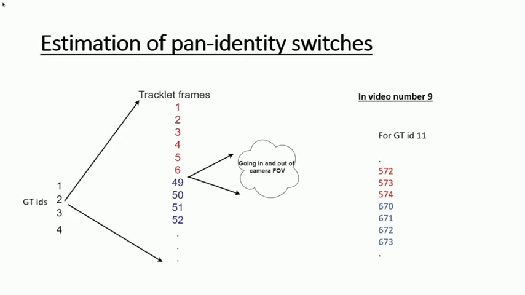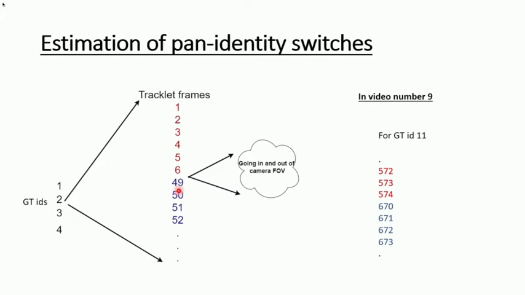As we saw, the main culprit in tracking is pan identity switches, which arise because of a player going outside the camera field of view and coming in once again. We shall try to estimate the number of these pan identity switches so that we can see how much they contribute to the error. Let's say you have a video where the ground truth identities are 1, 2, 3, and 4. Let's say ground truth identity 2 is present in frames 1 to 6. Then there is a gap. After that, the ground truth identity 2 reappears in frame 49.